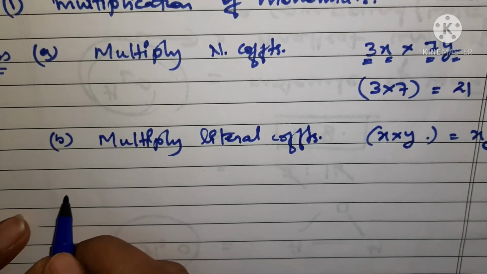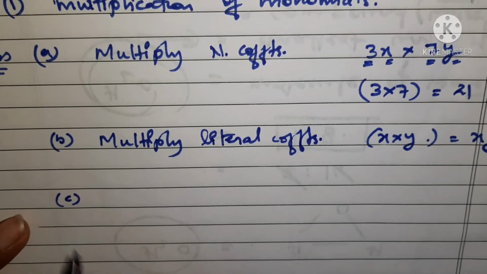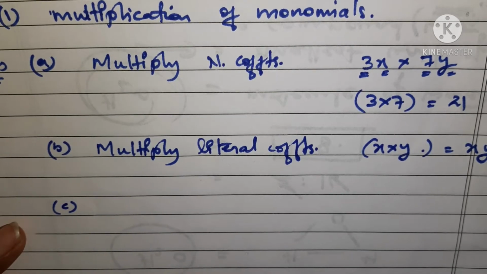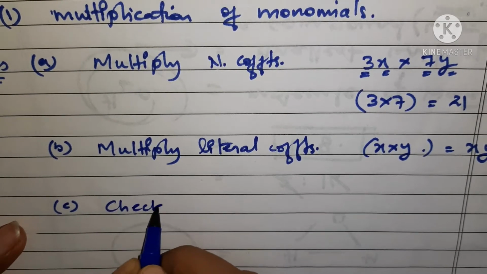Now in the third step, what are you going to do? You have to check the powers, and according to the powers, if you have any, you have to act accordingly. In the third step, you check the powers.